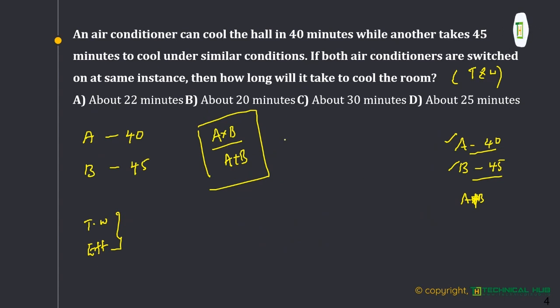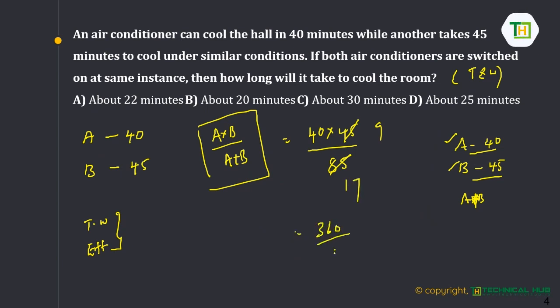Product by sum. So 40 into 45 by 40 plus 45, that is equal to 85. Simplify this one. So 5 nines and this one 5 17s. So 40 into 9 is 360 by 17. 17 twos are 34. So 2 carry. 17 ones. If you take a decimal, 3 is the carry, take decimal, that becomes 30. So again, 21 point something.